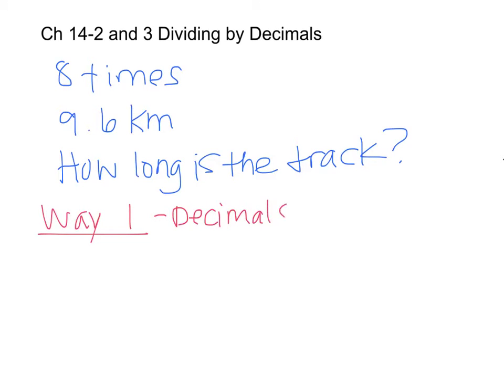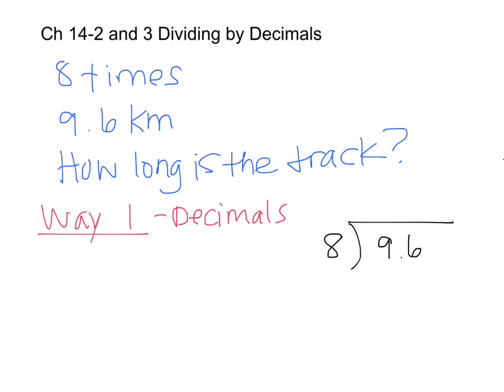Okay, and basically you're going to just divide like you normally did in the past. And how do you know which number goes in at the end? It is the dividend, right? So it comes at the end, right? So that would be 9.6, okay? The total number of miles that he traveled divided by the divisor, which is 8, how many times he went around, okay? And then you just do it as a normal division problem.